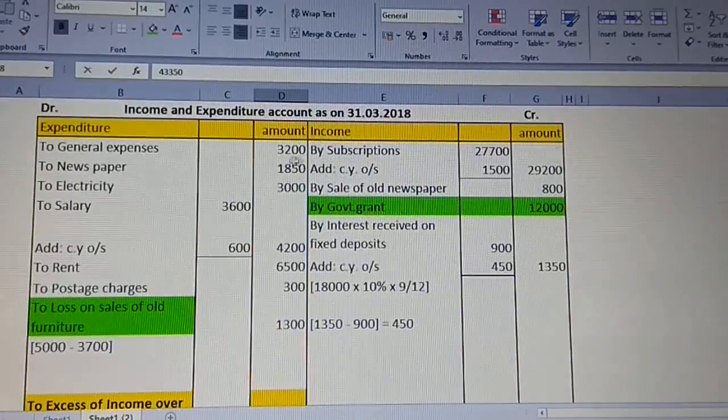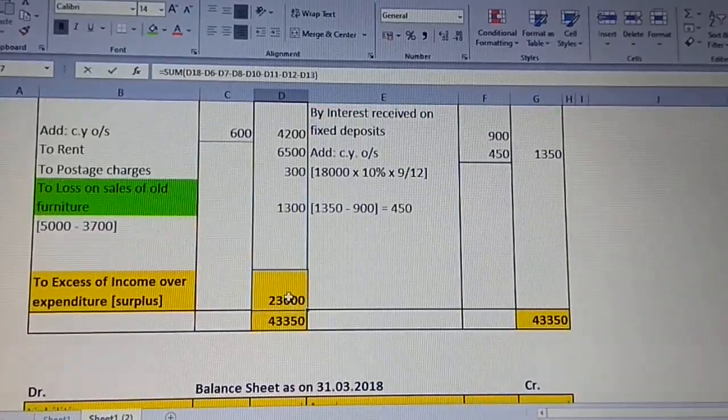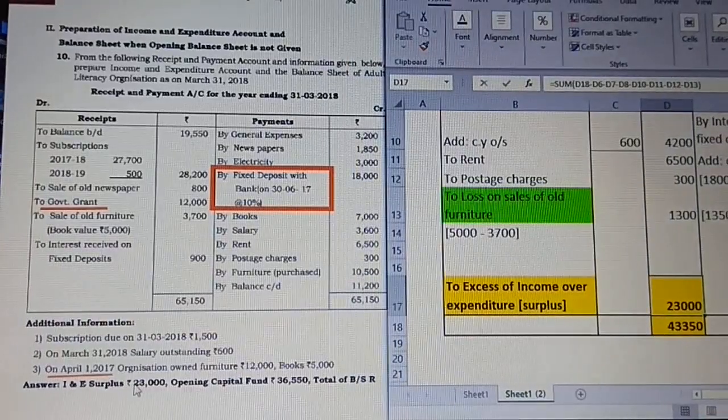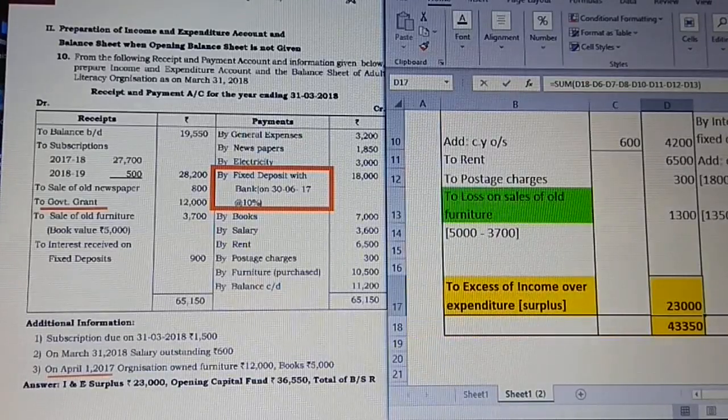From this, when I subtract the expenditure items, after the expenses the balance amount which stands as a surplus or a profit from the income side, we get 23,000, which is just similar to your question, which is printed down as the answer. In the question, the answer which is printed, just observe, 23,000 is the excess of income over expenditure. So we have completed the income and expenditure account.